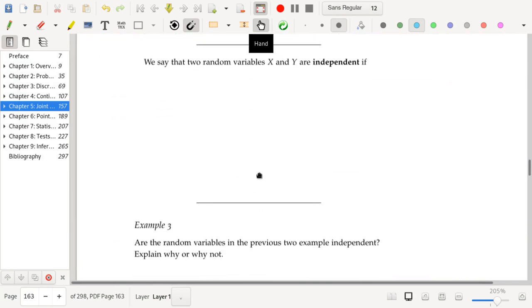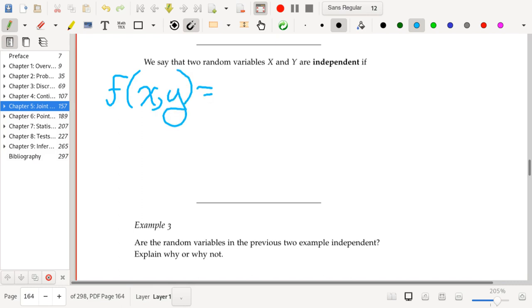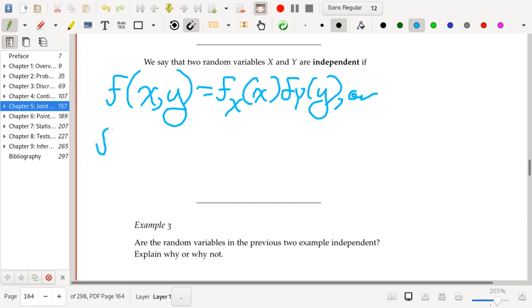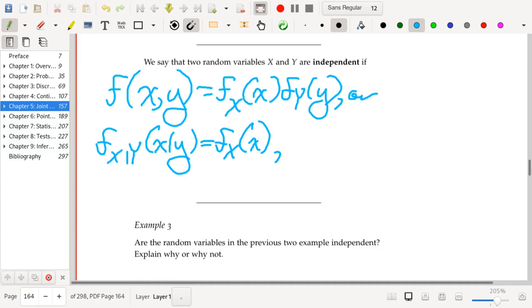Okay, we say that two random variables, x and y, are independent if and only if the joint probability density function is equal to the product of the marginals. Or you can alternatively say that the conditional probability density function of x given y is equal to just the marginal probability density function of x. And similarly for y. Although I'm pretty sure that if you showed it for one, it's also true for the other.